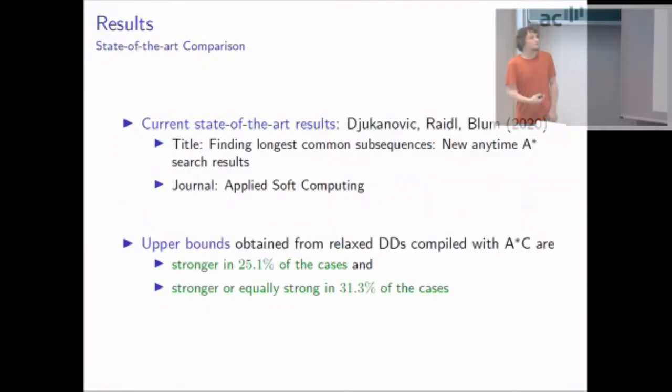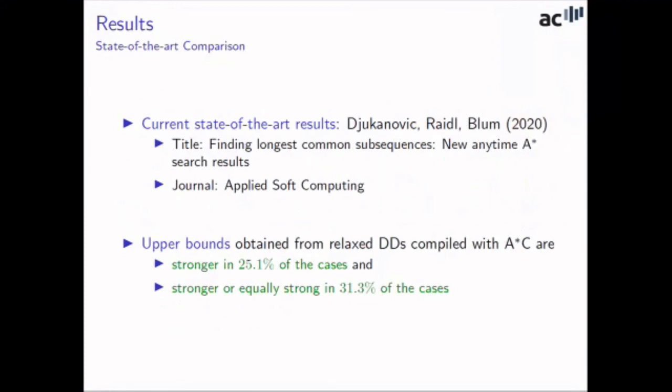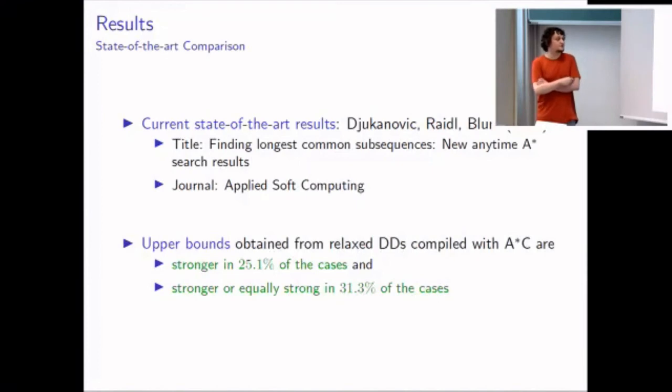Okay, and finally, we compared our obtained upper bounds with the state-of-the-art upper bounds from the literature. And here we see that we can obtain stronger upper bounds in 25% of the cases, and stronger or equally strong upper bounds in 35% of the cases.